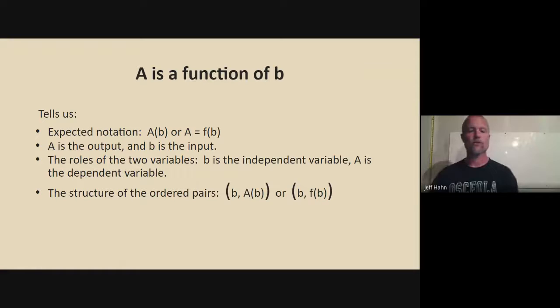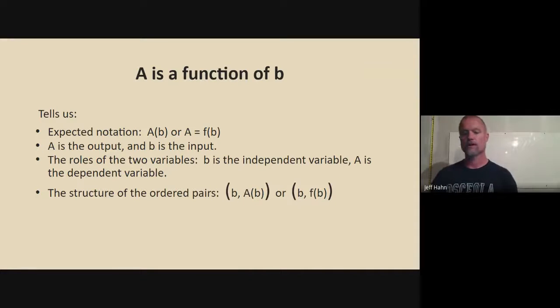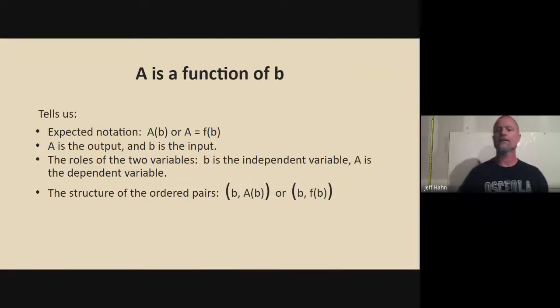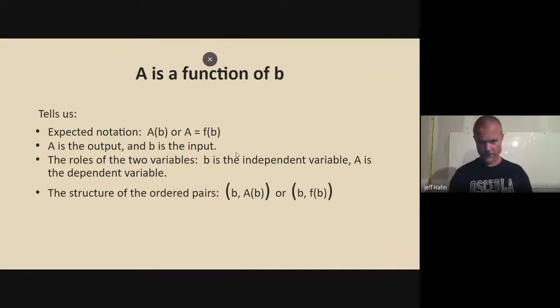The structure of the ordered pairs. So if we list these inputs and outputs as ordered pairs, the input always comes first. So we get B, and then A of B for the second part. Or it could just simply be B comma A, and then B comma F of B, and F of B is A. So B comma A is kind of what we're looking at here, but we use this extra notation sometimes. So maybe we have 3 comma A of 3, and that might both take on numbers.